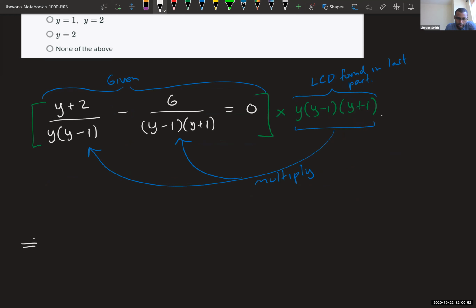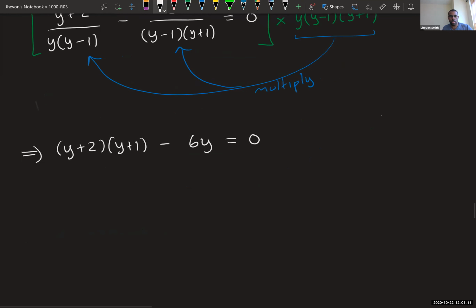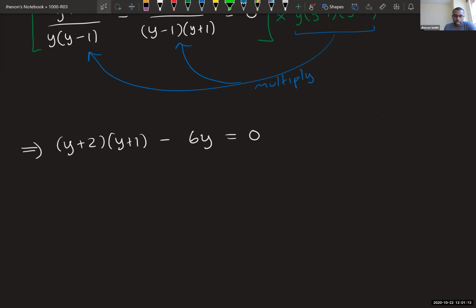So now we'd have the following. The y times the y minus 1 would cancel in the first case. So I'd only have y plus 1 left over. So this ends up being y plus 2, y plus 1. Minus, the y minus 1 times y plus 1 cancels in the second one. So I'd only be left with y. So that's just 6y equals 0. So I get to a situation where there are no fractions right away by multiplying by the LCD.